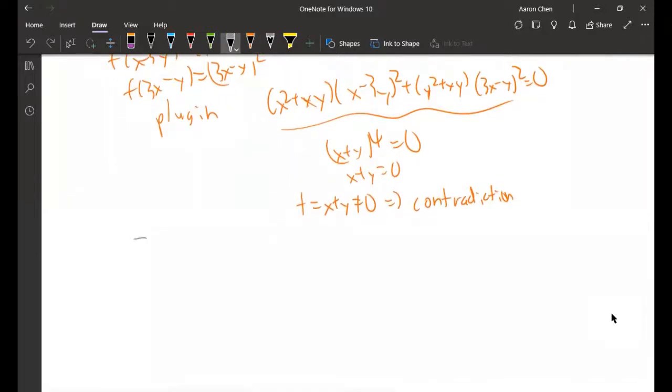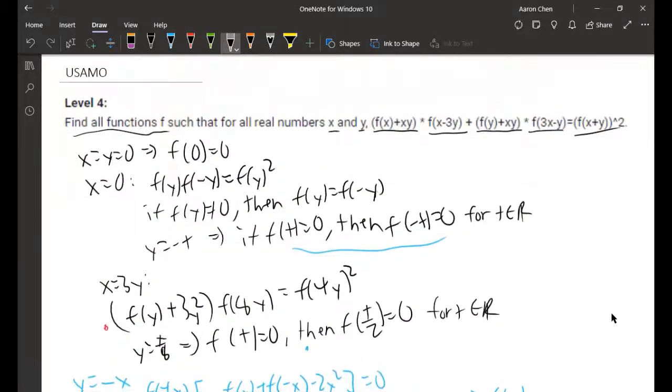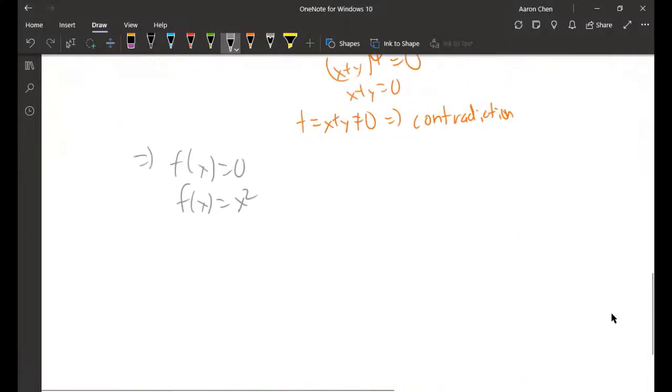And so that means that the only solutions are f of x equals 0 and f of x equals x squared. And now we can, if we want, plug them into our original equation up here, and we can see that both of these hold true. And so that's it for the level 3 and 4 questions. And so thank you for listening.